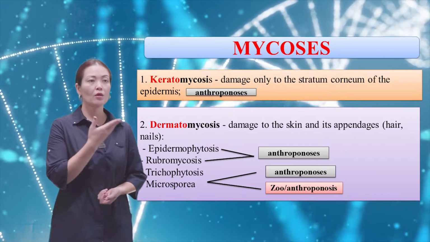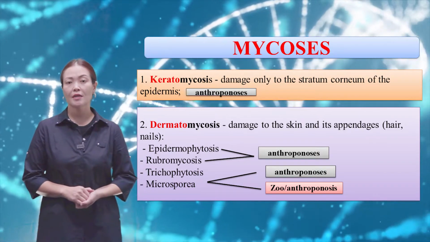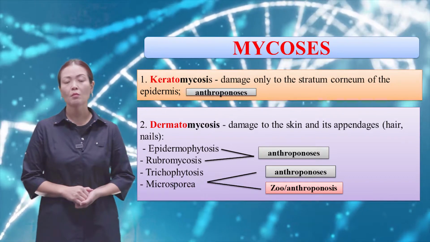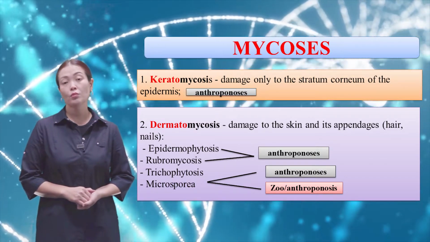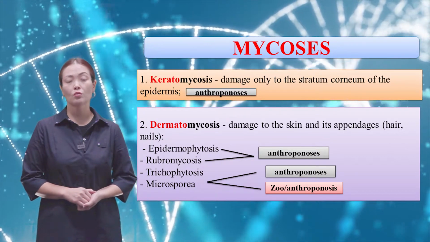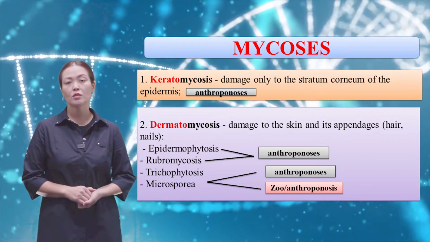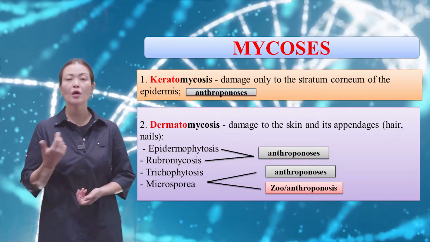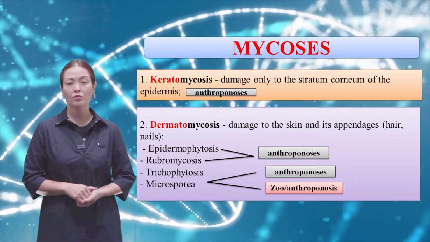Please look at the beginning of the word keratomycosis. Kerato, or keratinocyte. It means that by the definition of the word, we can understand that the pathological process will be located in the stratum corneum of our epidermis. Keratomycosis is a group of diseases which are transmitted from an ill person to a healthy person. That's why we can call them anthroponosis type of infection.